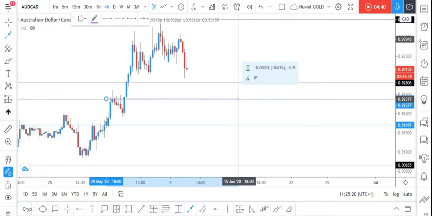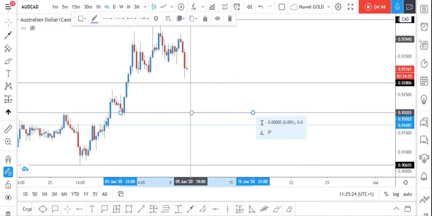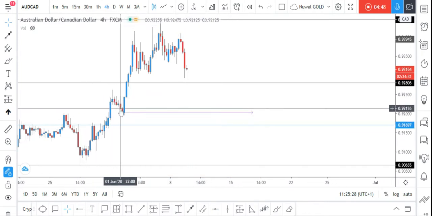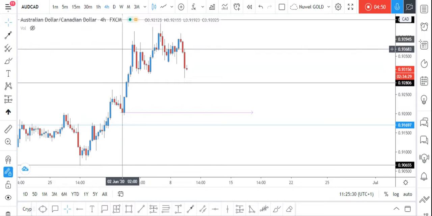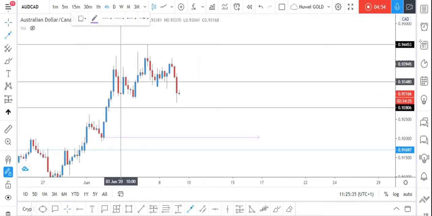We have this level right here. What do we see? Price goes up, then retraces, and then what happens? Boom, a liquidity bump. Price goes back up again. We also have this level.